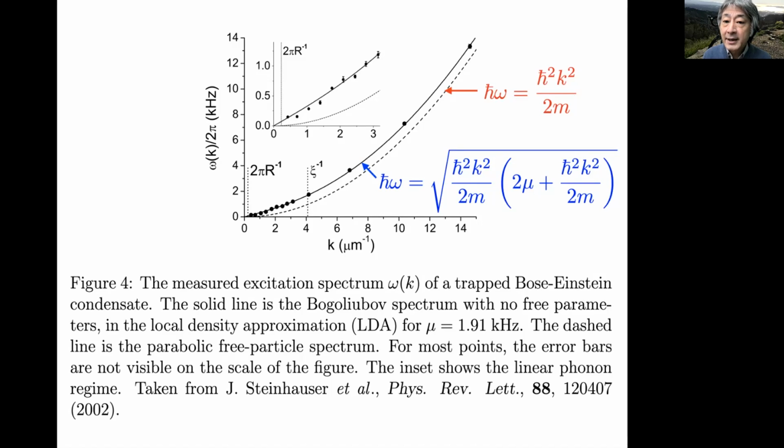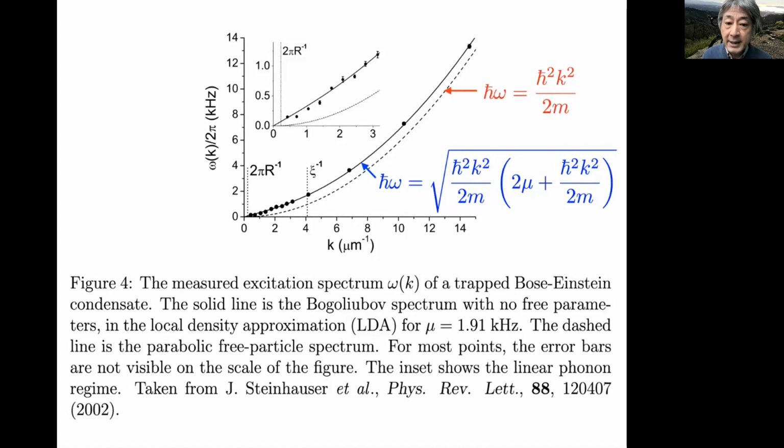This dashed line is the standard p squared over 2m for a free particle. This solid line is this Bogolubov spectrum. It starts linear and goes quadratic later, and that's the spectrum.